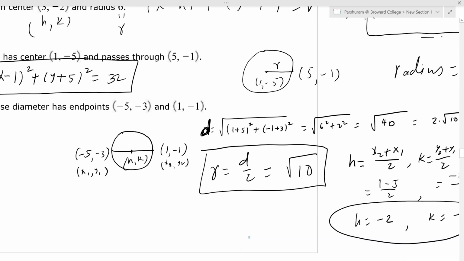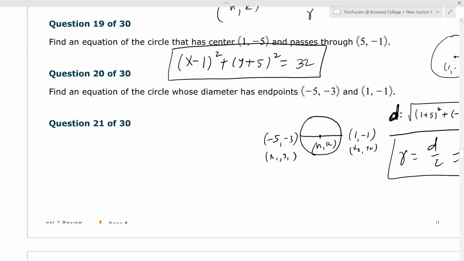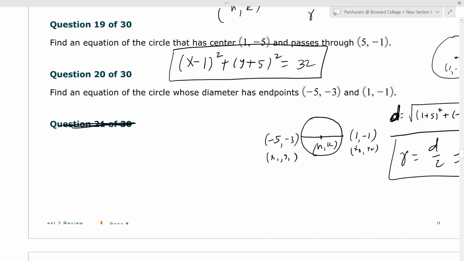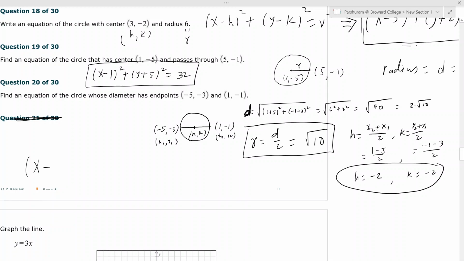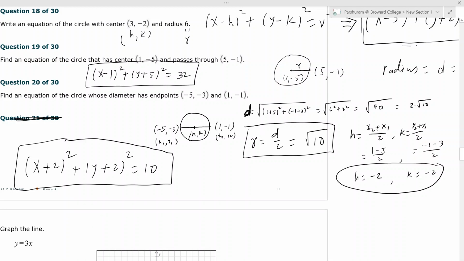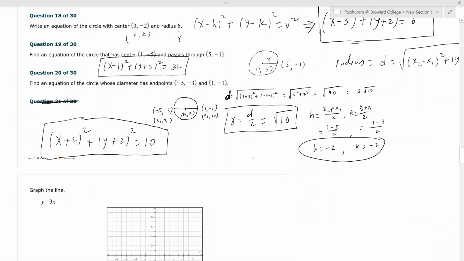Now we know the center, and we know the radius is square root of 10. Let me write down this problem on the next page. So the equation of the circle would be (x minus the center, which is plus 2) squared, because the x coordinate of the center has a negative sign, plus (y minus, because this is negative, becomes positive 2) squared, equals r squared, which is square root of 10 squared, which is 10. So this is the equation of the circle for this problem. Okay, that's problem 20. Let's do problem 21.